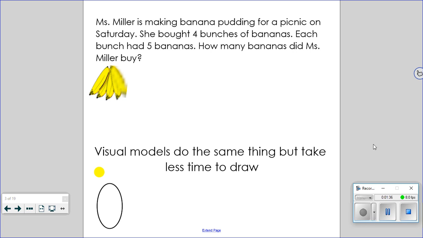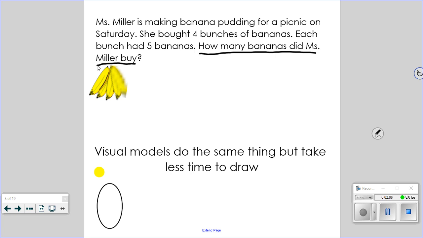Ethan, what am I counting? Bunches of the bananas. I am not counting bunches of bananas. A good trick to figure out what I'm counting is to look at that very last sentence that has a question in it. It usually will tell you what you're counting. That last sentence says, how many bananas did Miss Miller buy? Lucy, what am I counting? Bananas. I am counting bananas.